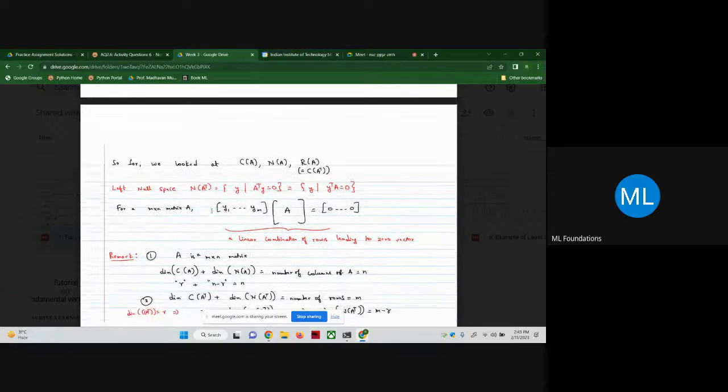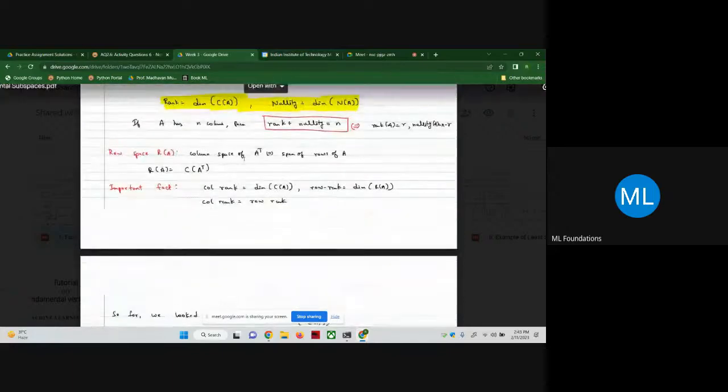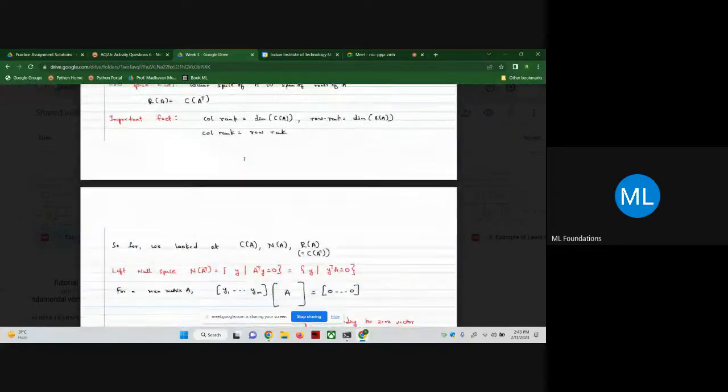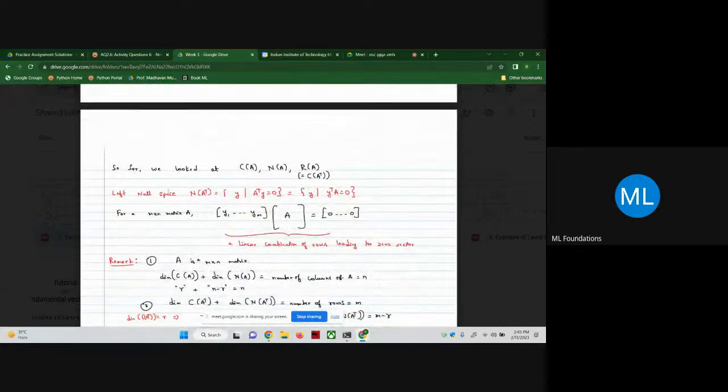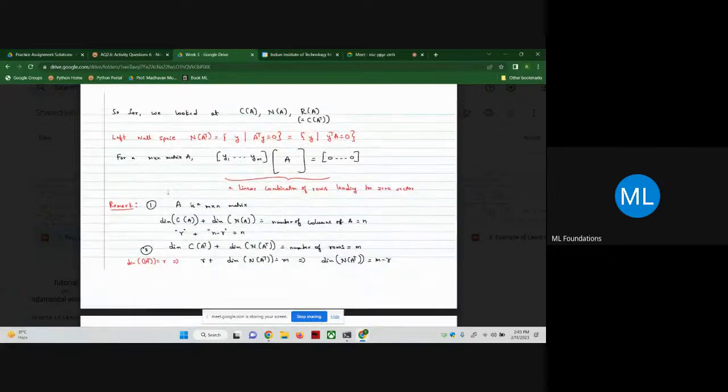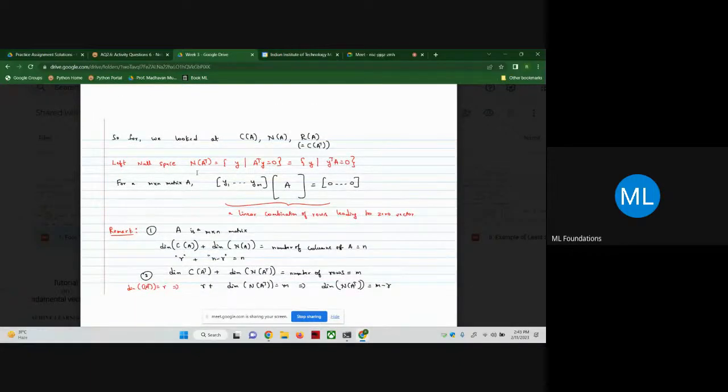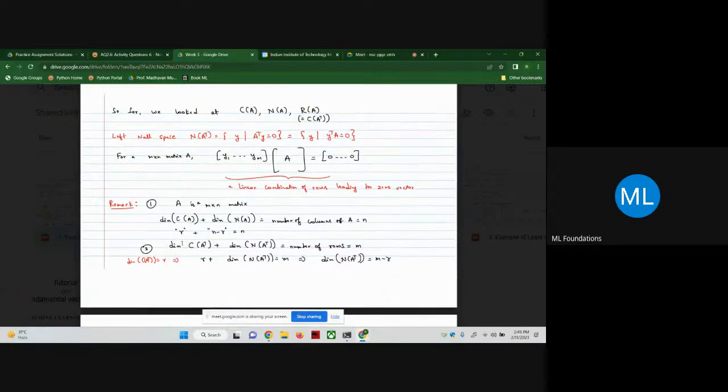Just like we have the row space, which is the opposite of the column space, we have the left null space. It is just like the transpose, the null space of A transpose. All right. The next important fact is this: the dimension of column space of A transpose and the dimension of null space of A transpose will be equal to the number of rows.